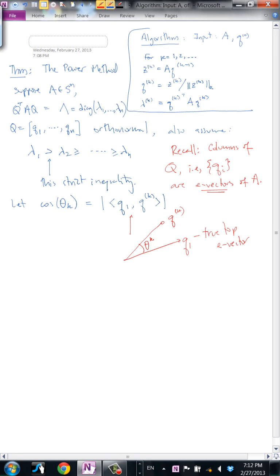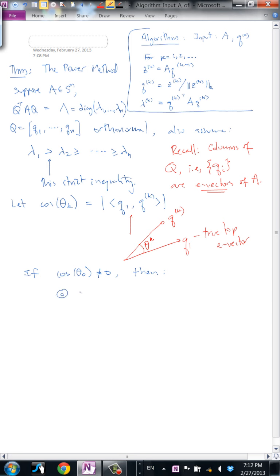So with these definitions, the theorem says the following: as long as we don't start with something that's perfectly perpendicular to Q1, and if you go back to the diagonal example, you'll see why that would be no good, then the following is true.